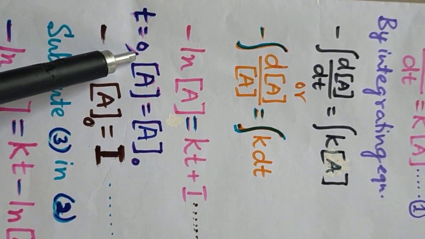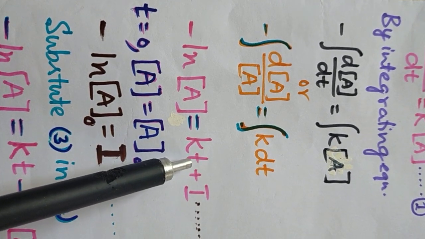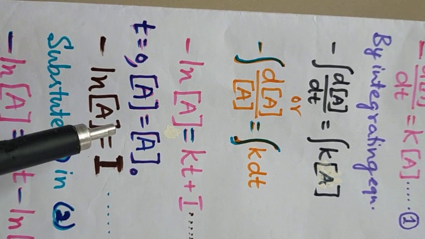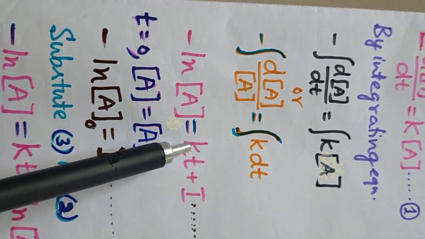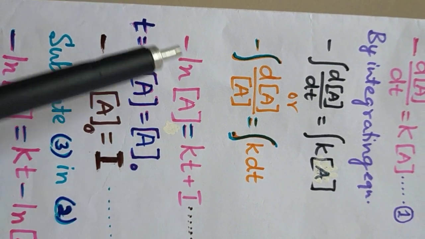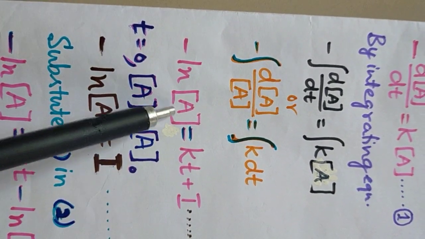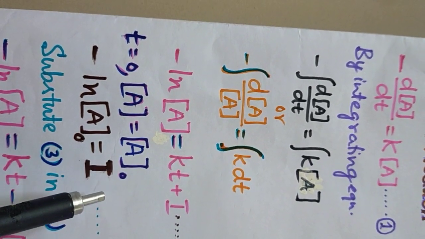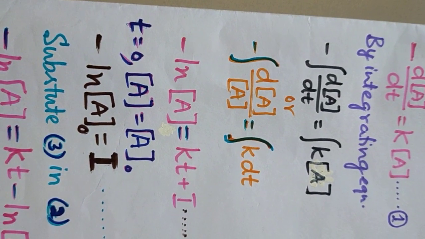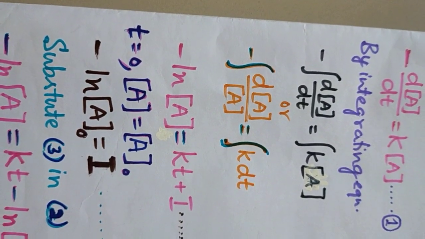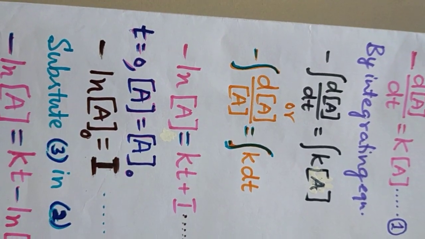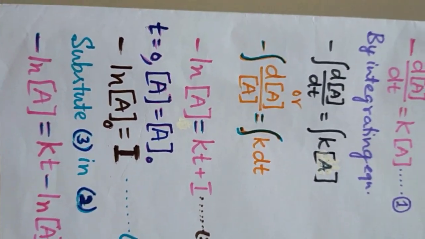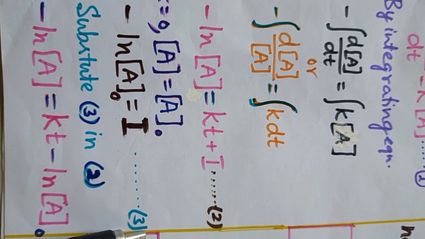Consider t is equal to 0. Then A is equal to A naught, the initial concentration. So what does it become? If t is 0 in this one, anything into 0 is 0, plus I. So minus ln A naught is equal to I. We have taken A is equal to A naught, the initial concentration. Call this equation number 3.